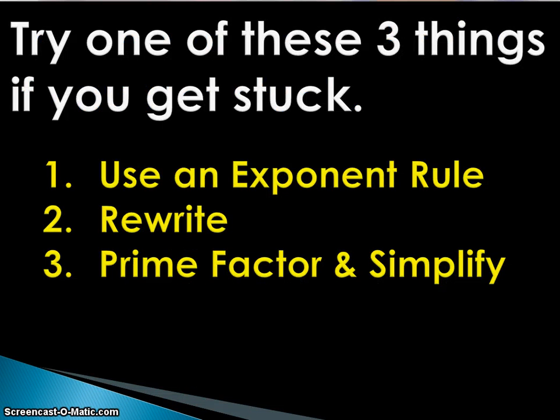You should try one of these 3 things if you ever get stuck. Try to use one of the exponent rules that we talked about in an earlier lesson. Rewrite it, and try to do a prime factorization and simplify your radical if possible.